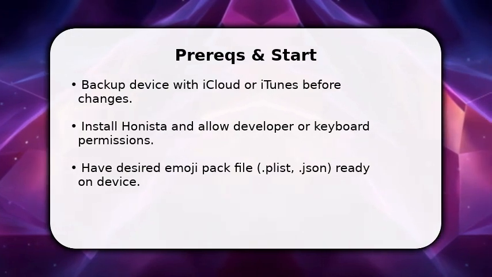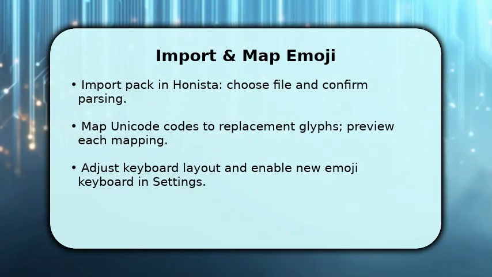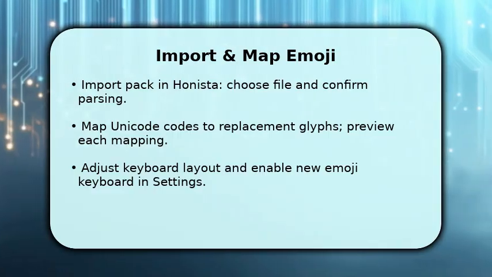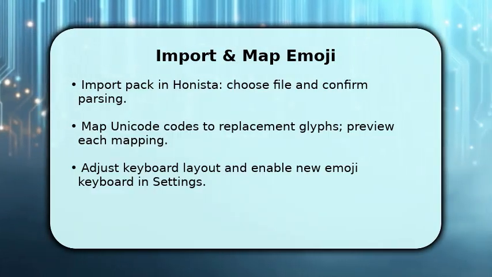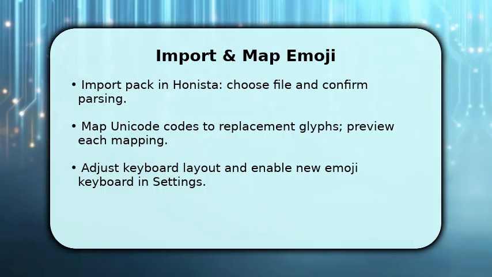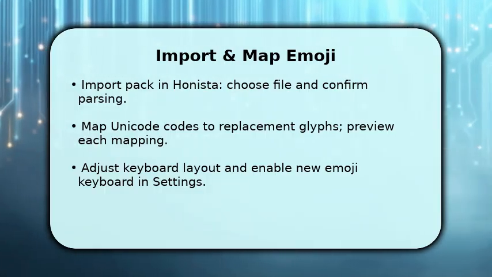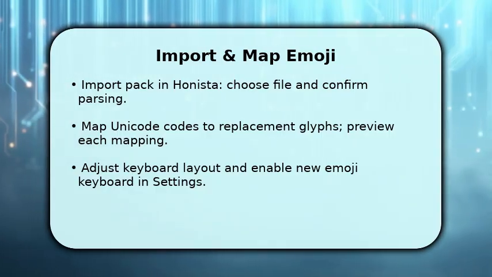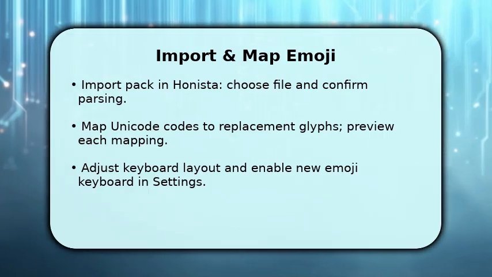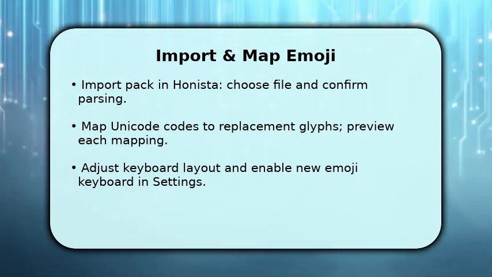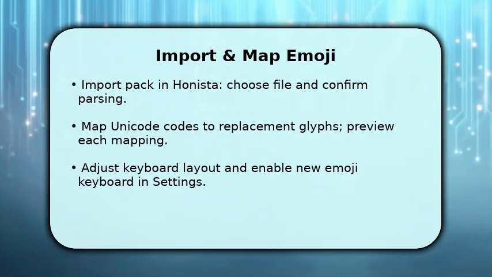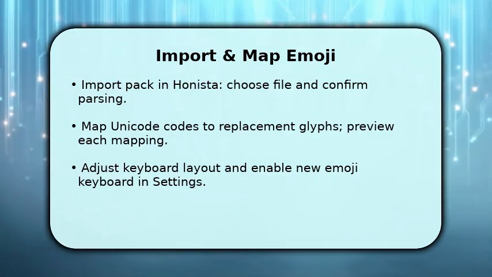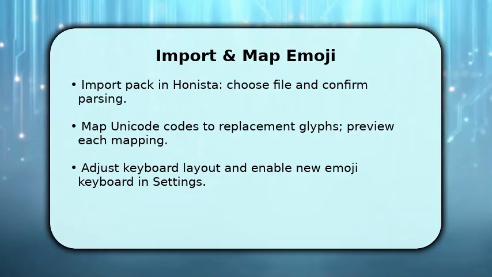You import the emoji pack inside Honista and confirm the parser finds all entries. If a file fails, re-export it cleanly and retry. Once imported, map Unicode codes to the replacement glyphs: tap each entry and choose the new image or glyph, then preview it. Make sure you also configure the keyboard layout inside Honista and enable the custom emoji keyboard in iOS settings so that the system can present your new icons.